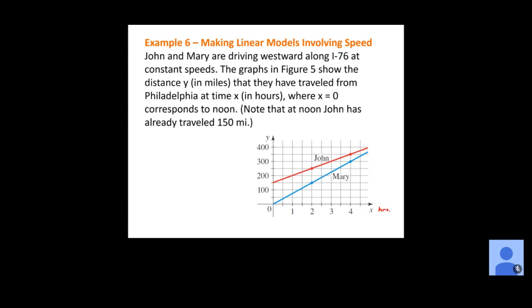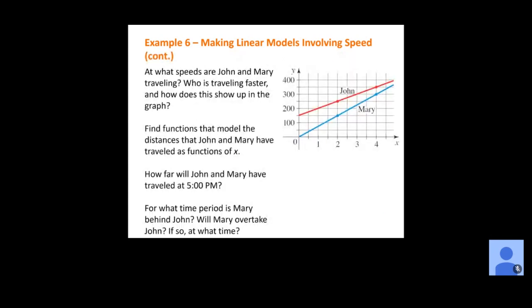Where x equals 0 corresponds to noon, and at noon, John has already traveled 150 miles. Notice here that his y-intercept is up here at 150. So starting from noon, he's already gone 150 miles. All right, so we've got the same graph there.